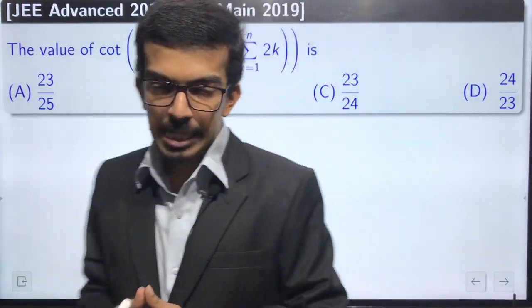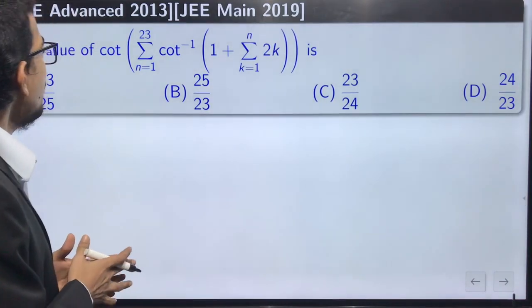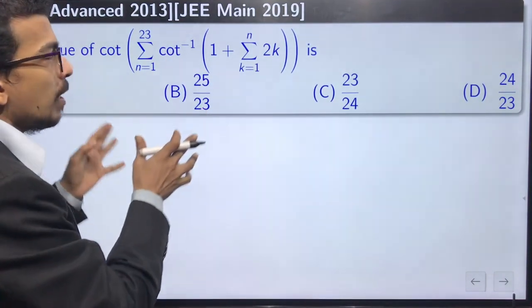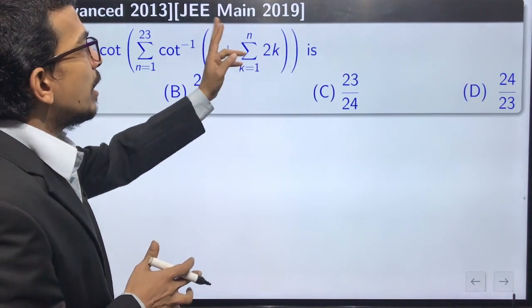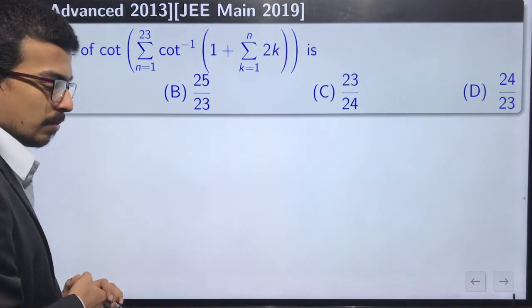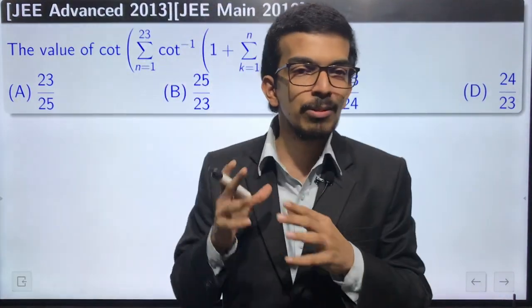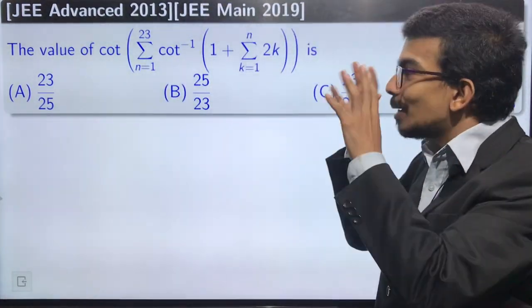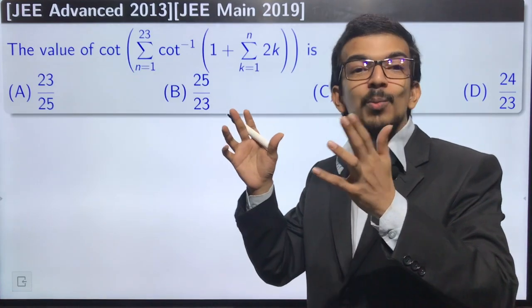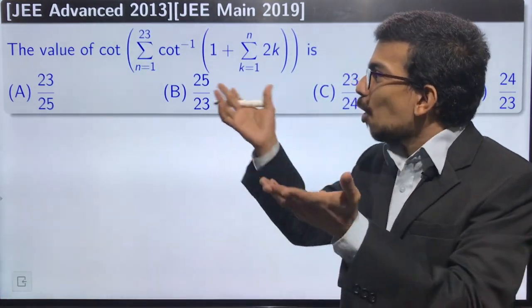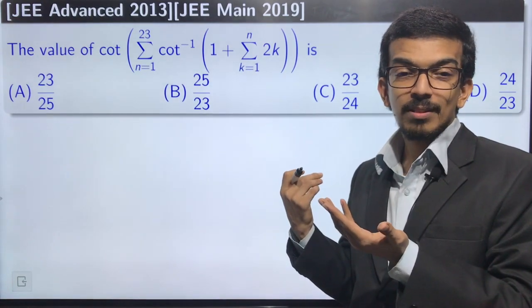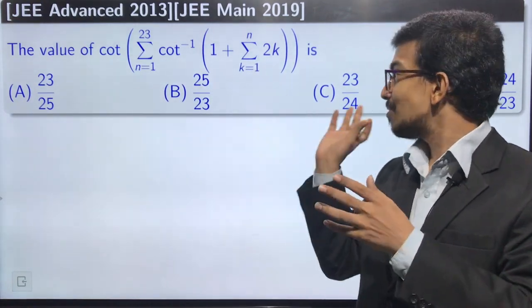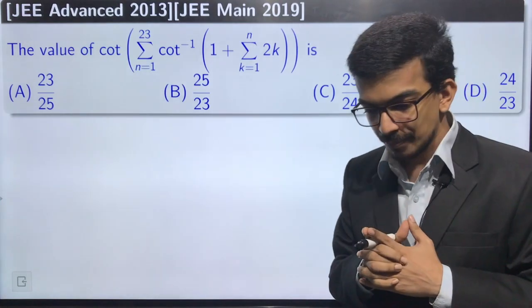So here is the question. The value of cot of sigma n is equal to 1 to 23, cot inverse of 1 plus sigma k is equal to 1 to n, 2k is. So when you look at the question, this looks very complicated because there are too many brackets, too many sigma signs, and there is cot and cot inverse involved. But when you look at the options, that gives you a relief because the options are pretty simple numbers, right?